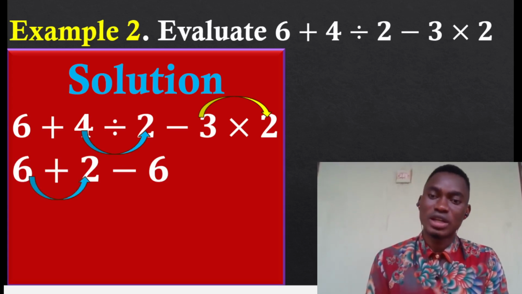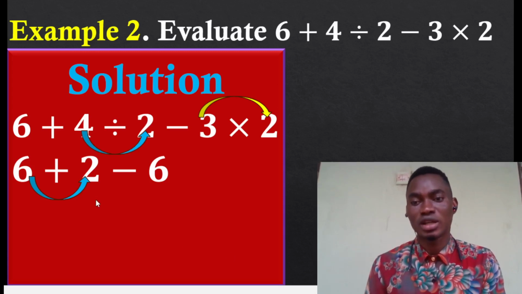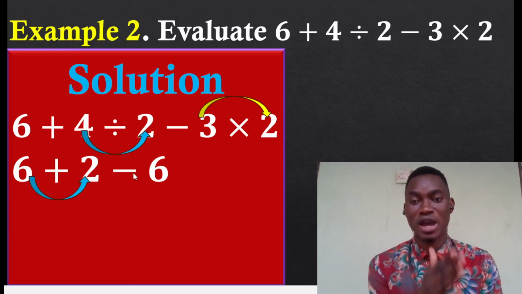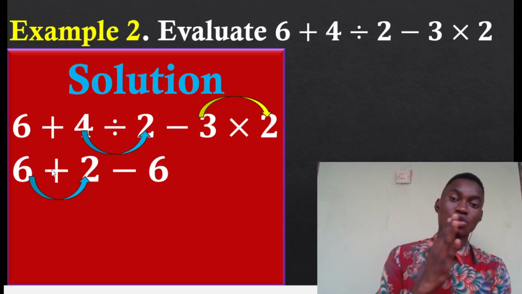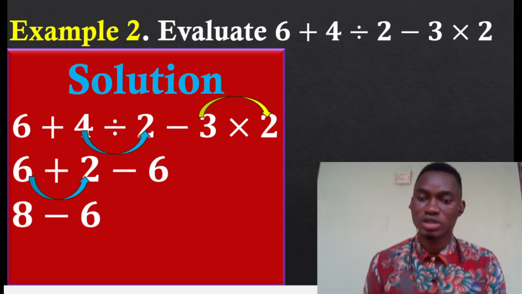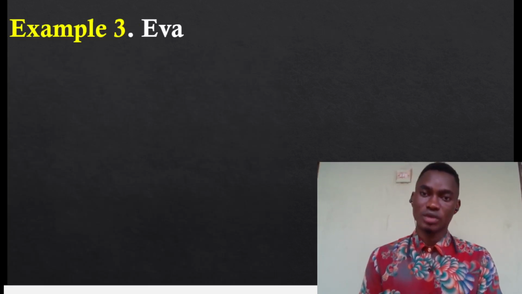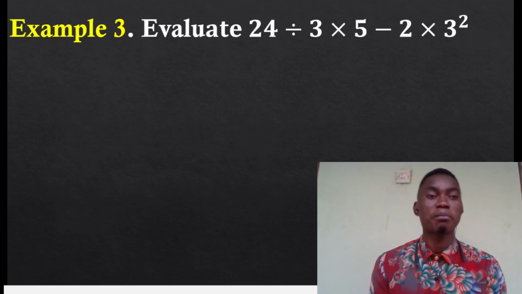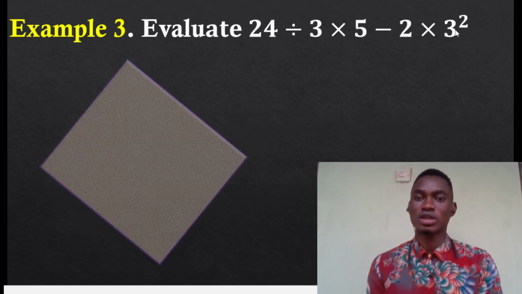The next thing is to perform the addition operation, because this addition operator actually comes before the minus operator. So we perform the operation from left to right. 6 plus 2 gives us 8. 8 minus 6 gives us 2. That's the answer. Let's look at the third example for today. Example 3. Evaluate 24 divided by 3 times 5 minus 2 times 3 squared. Let's look at the solution.